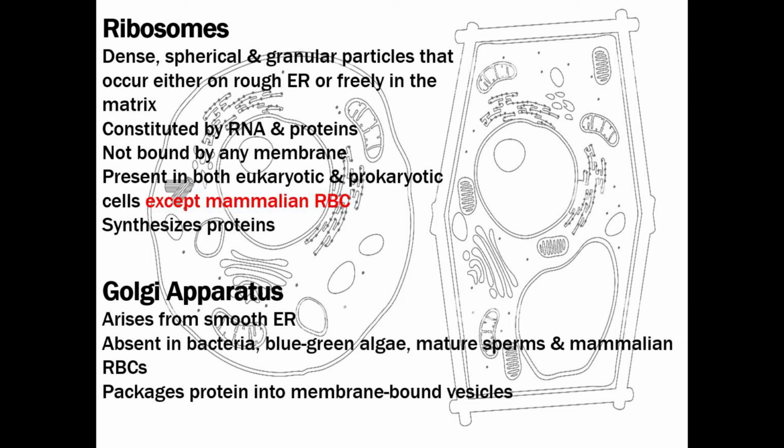Except, these exceptions are essential from our exam point of view, except mammalian RBC, that is, red blood corpuscle. Except mammalian RBC, this is present in prokaryotic and eukaryotic cells as well. And what does it do? Actually, it synthesizes the proteins.